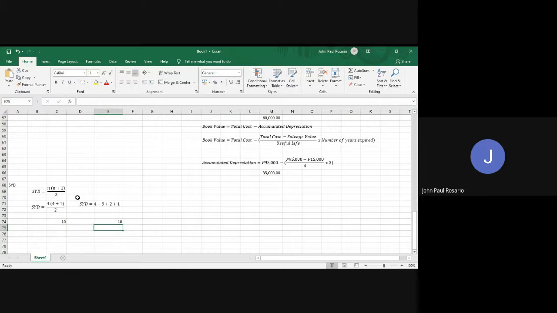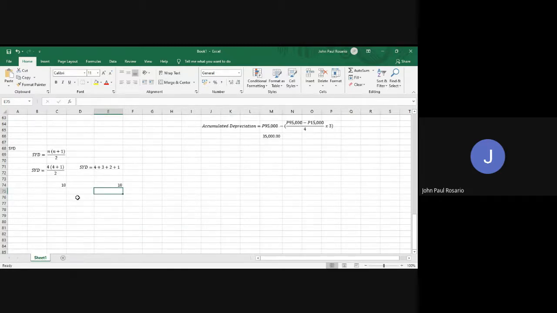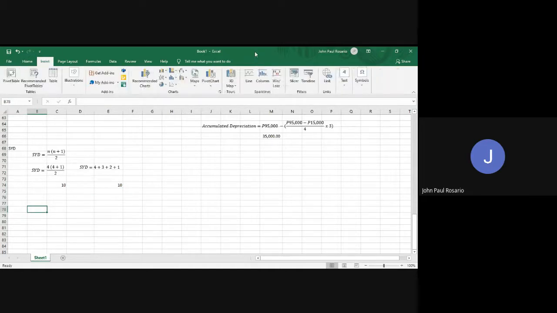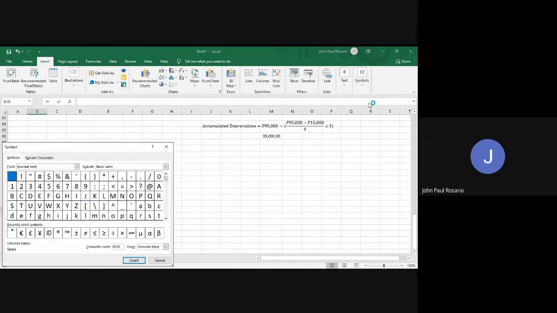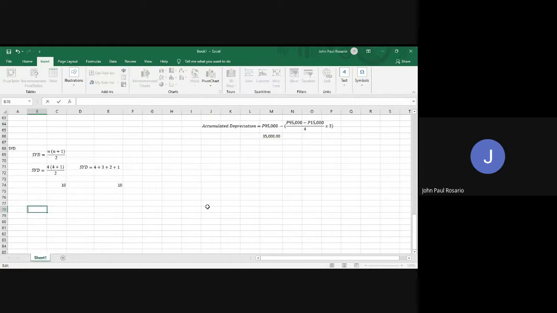Okay. And then for your annual depreciation, we call it your SYD depreciation ratio. Symbol. No, not the symbol. Close, cancel. No. Okay, that's right.